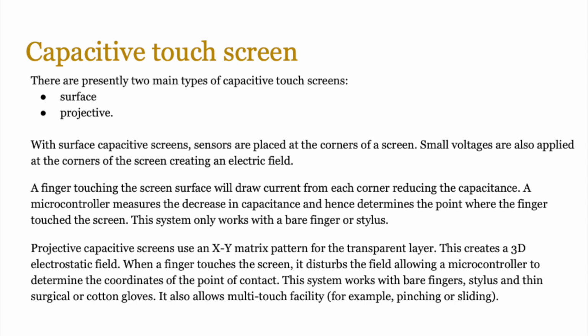In surface capacitive screens, there are sensors placed at the corners of the screen. Small voltages are applied at the corners of the screen, which create an electric field. So when a finger touches the screen's surface, this draws current from each of those corners. That reduces the capacitance. A microcontroller measures the decrease in capacitance and therefore determines the point where the finger touches the screen. The system only works with a bare finger or stylus. So basically you've got four corners, all generating small voltages. The moment you touch it, it reduces the capacitance, and that can be detected by a microcontroller.